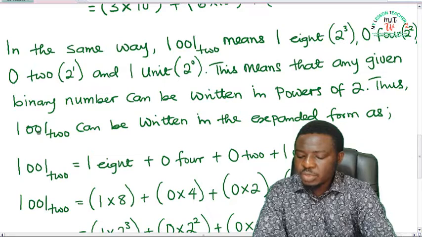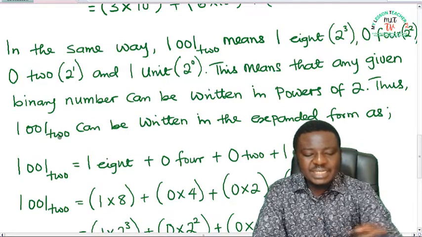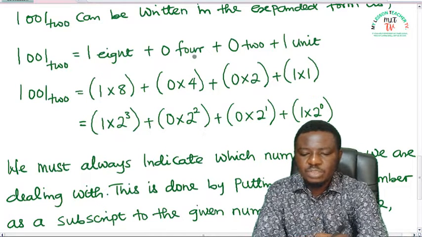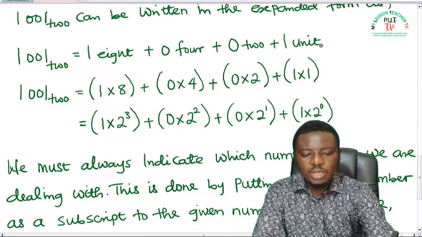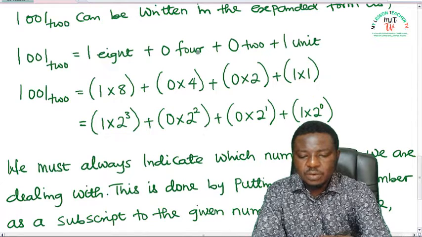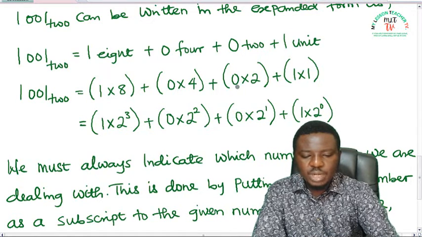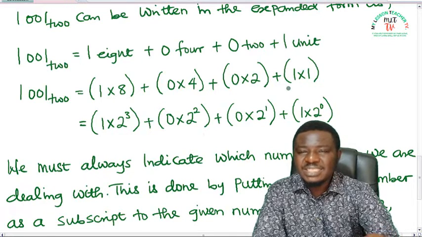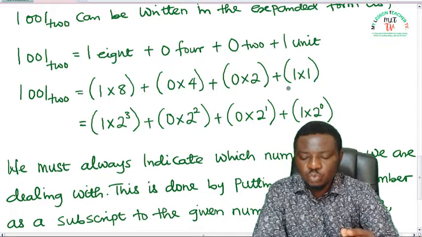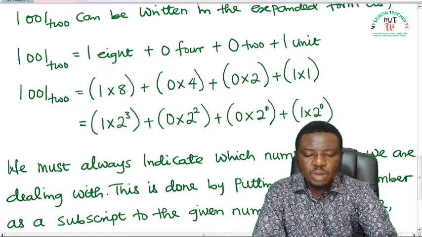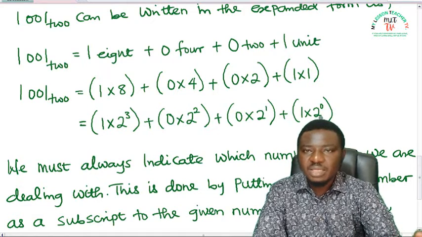Thus, 1001 base 2 can be written in the expanded form as 1001 base 2 is equal to 1 eight plus 0 four plus 0 two plus 1 unit. So 1 eight is written as 1 times 8, 0 four can be written as 0 times 4, 0 two can be written as 0 times 2, and 1 unit can be written as 1 times 1. Now, expressing it in index form in multiples of 2, 8 is written as 2 to the power 3, 4 is written as 2 to the power 2, 2 is written as 2 to the power 1, and 1 is written as 2 to the power 0.